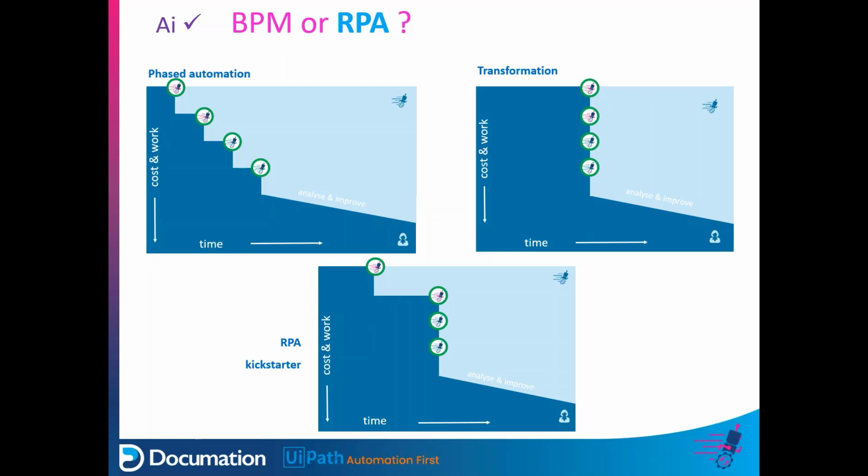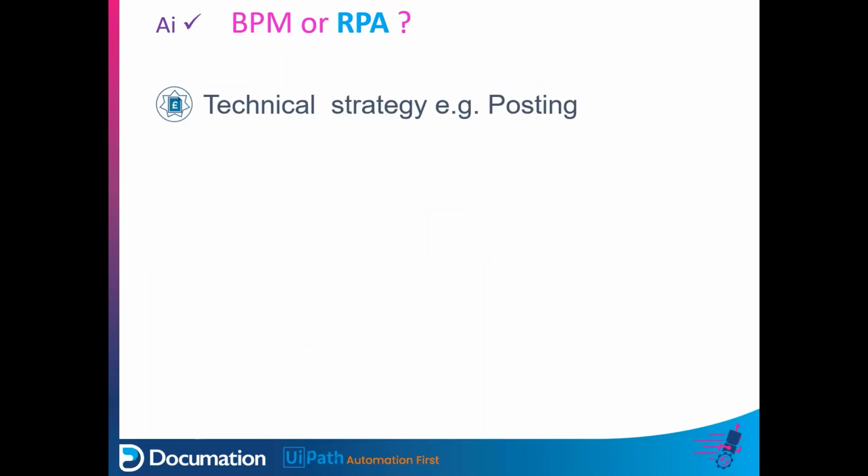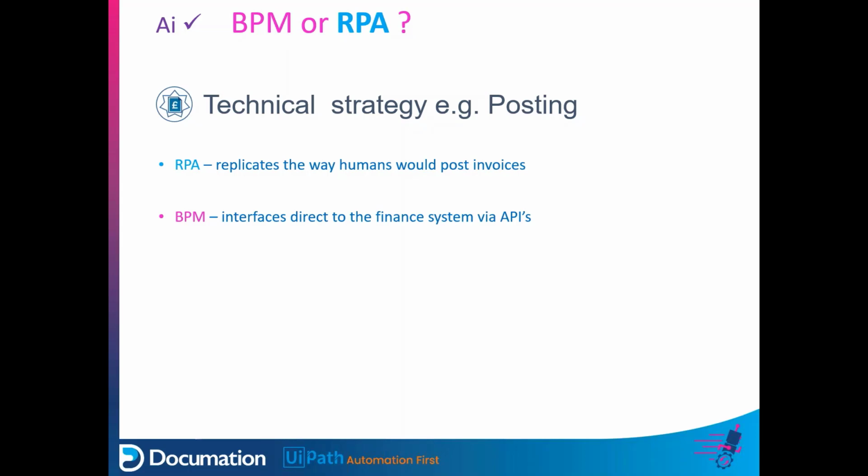As well as looking at scale and priorities and timescales, another factor which might influence our choice of software tool is the technical strategy of the work, such as invoice posting. Remembering that RPA replicates the way that humans would post invoices, and BPM tends to interface directly to the finance system using APIs, some of our decision factors might be based around what's available to us in terms of posting, for example.